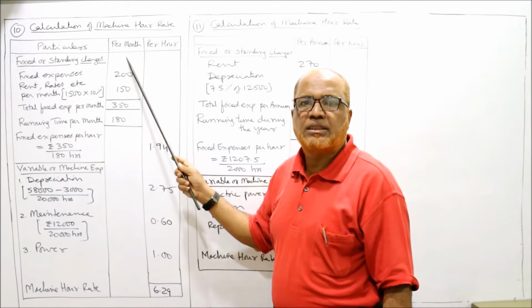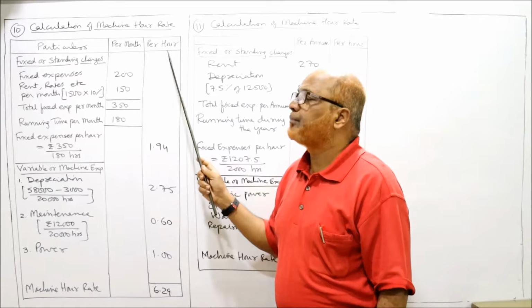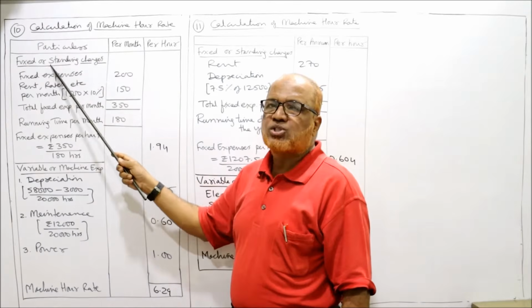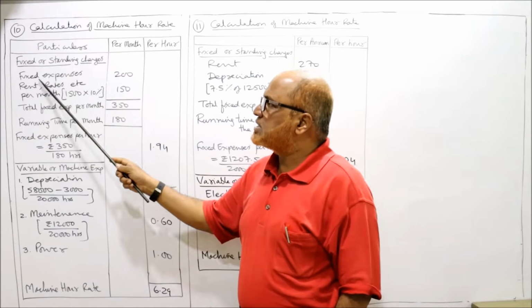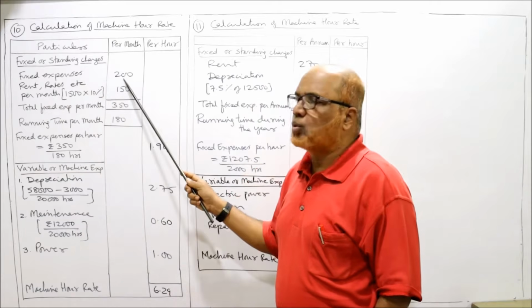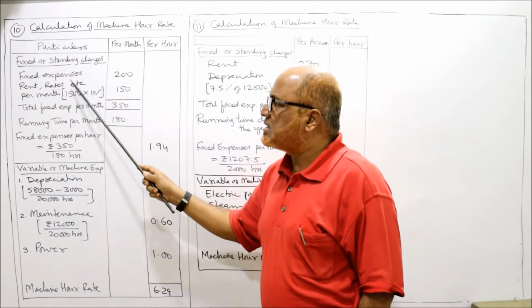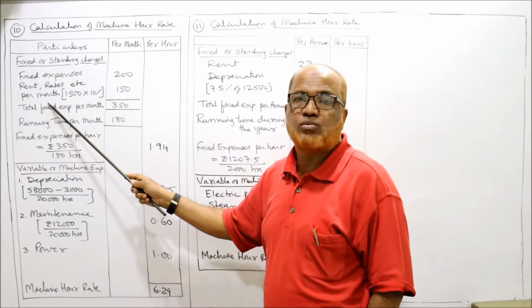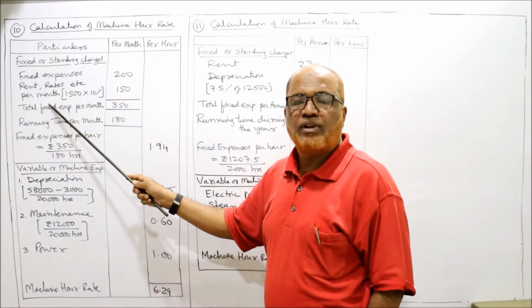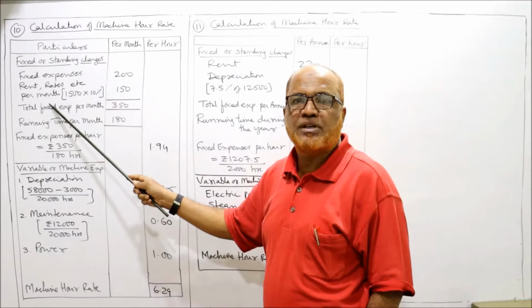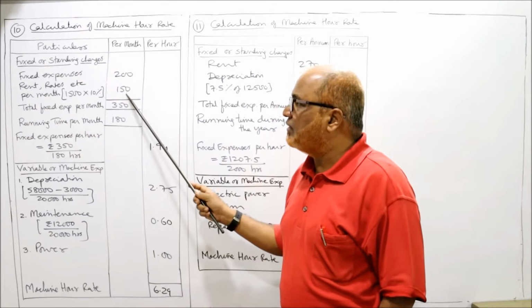First column per month, second column per hour. So first we'll take fixed or standing charges. The fixed expenses are given in the problem, 200 per month. It is directly given. Rent rates etc. per month, that is also a fixed one only. Rent rates will also be treated as fixed expenses. So per month it is given 150.